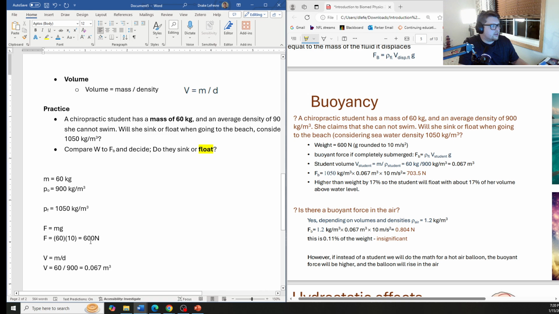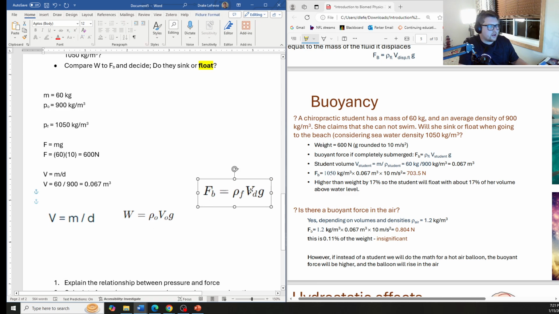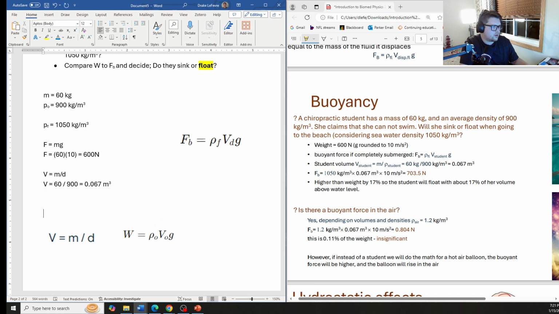Then we use our buoyancy force equation right here. We have the density of the fluid, 1,050, multiplied by the volume of the person, 0.067. That's how much they're going to displace. Multiplied by gravity, which is 10. And that gives us 703.5 newtons.